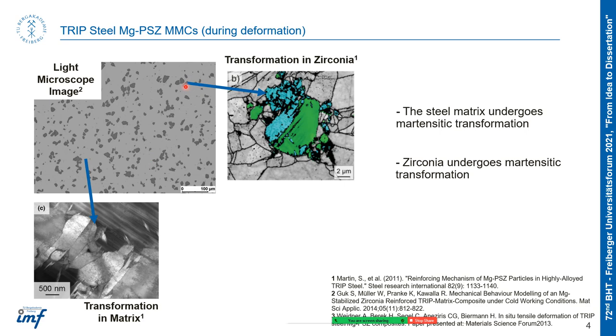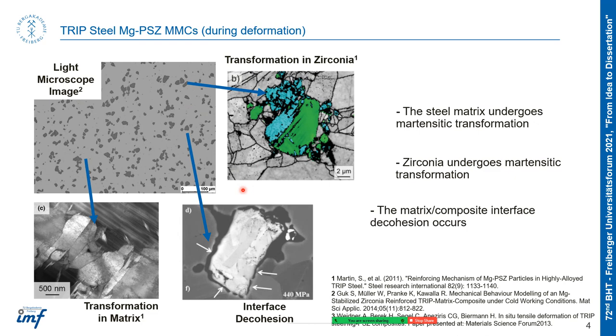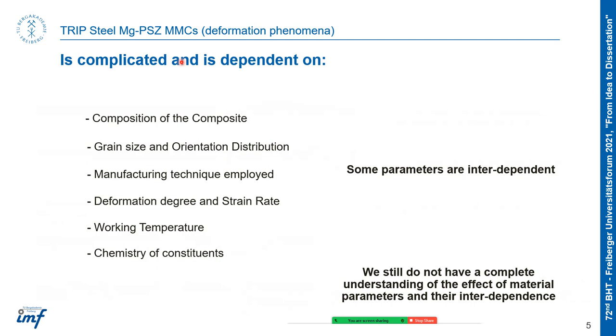And then at higher strains, what we see is that interface decohesion between the zirconia particles and the matrix starts to occur, and this is the initiation of the damage, so the material properties start to degrade and eventually the material fails. So this is the overall mechanism of how the material is going through different deformation phases, and we want to maximize on that. It is complicated.